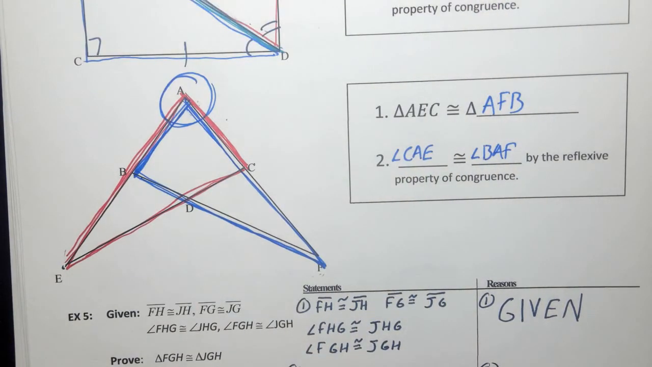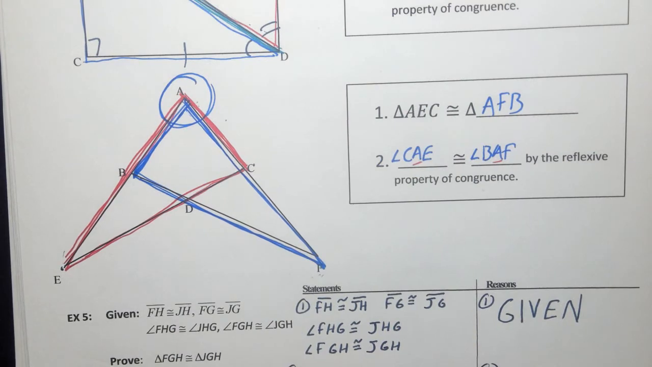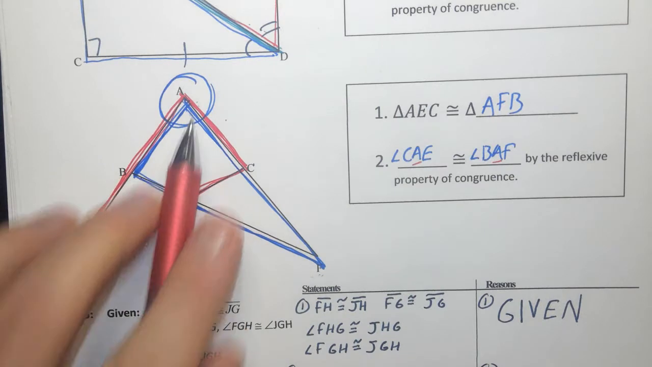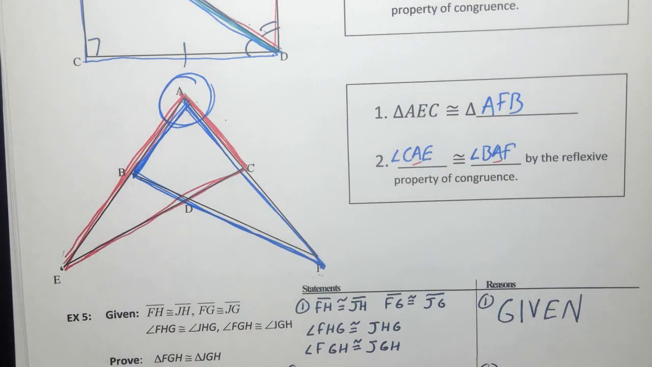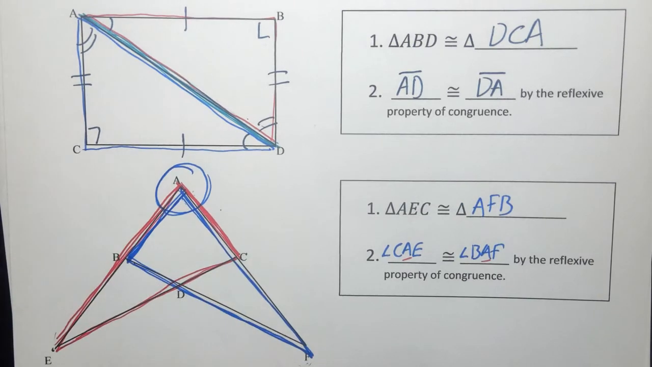It is the exact same triangle. It has the exact same vertex, which is key. But the way that it looks is quite different. We're using different letters each time, but it is the same angle both times. So that is the reflexive property right there for both segments and angles.